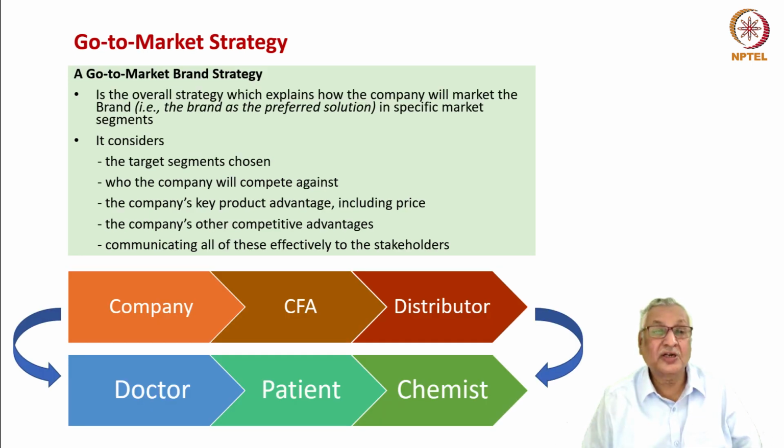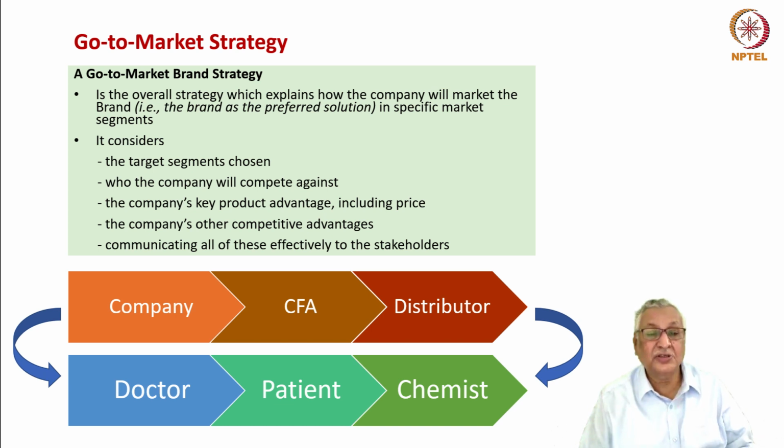Once you have the communication strategy laid out, you should accompany it with a go-to-market brand strategy: the target segment chosen, who the company will compete against, key product advantage, the company's other competitive advantages, communicating all of these effectively to the stakeholders. If you are a USFDA approved plant, you will use that for your competitive advantage. If you are the largest exporter of sterile injectable product to the United States, you will use it as a competitive advantage. If you have plants in all the states of the country, you will use it as a competitive advantage. All of these things need to be communicated effectively to the stakeholder.